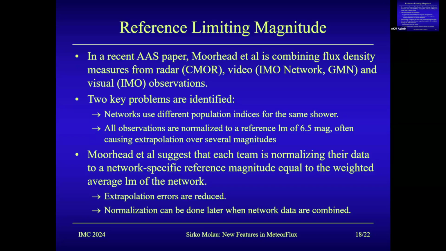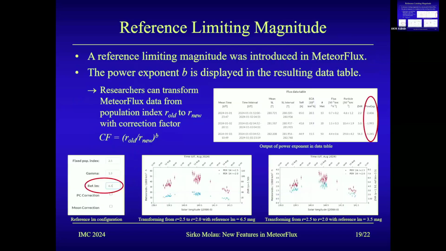And her proposal actually is, first of all, that everyone uses the same R value. But second, that everyone uses not 6.5, but a limiting magnitude which is close to the average limiting magnitude of their network. And what I've implemented is just that. So now you have the chance in MeteorFlux to change the reference limiting magnitude. Default is 6.5, but usually our video observations are of like 3rd to 4th magnitude. And this is what I have depicted down here.